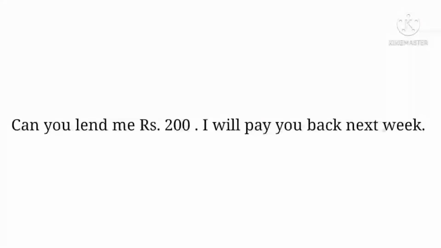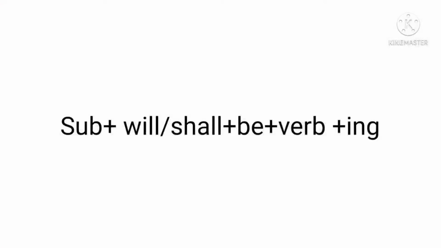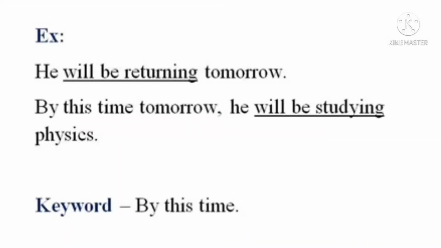Now let's move on to the future continuous tense. An action is going on at some time in the future. Going on means it is going to continue at some time in future. We can make the future continuous tense with shall or will plus be plus verb ing. Like present continuous and past continuous, it is also the verb with ing. He will be returning tomorrow. By this time tomorrow he will be studying physics. So the keyword for future continuous is by this time.